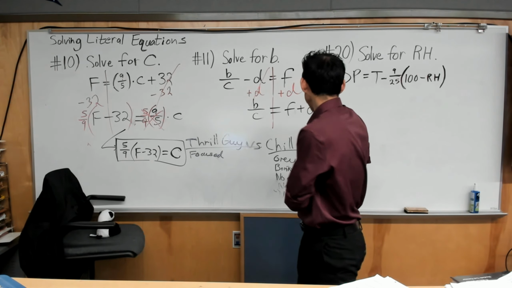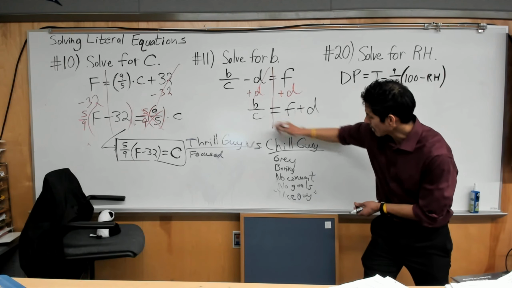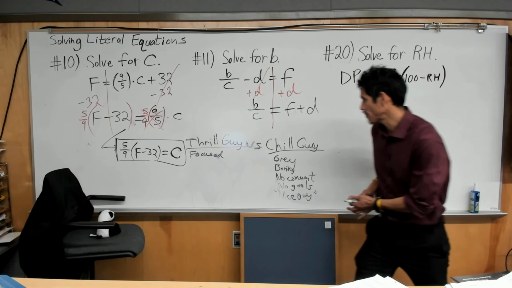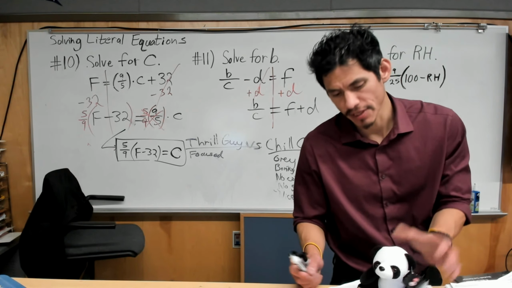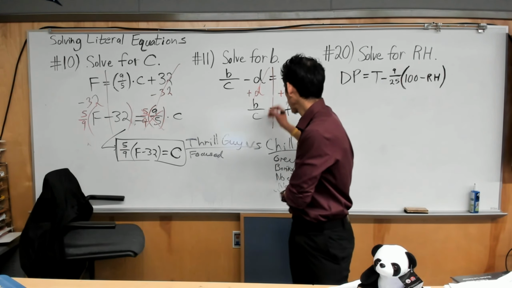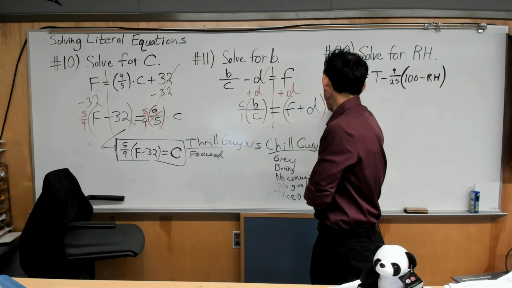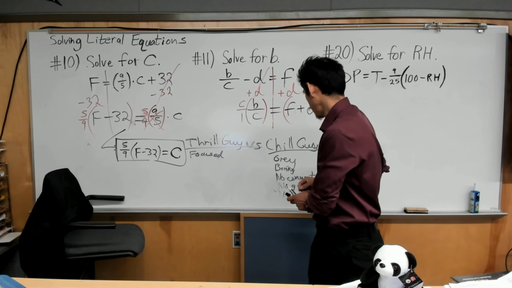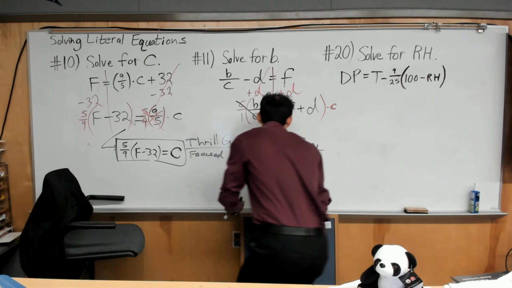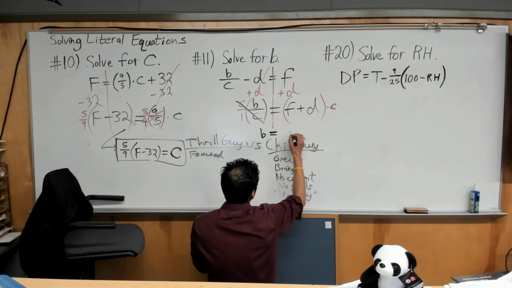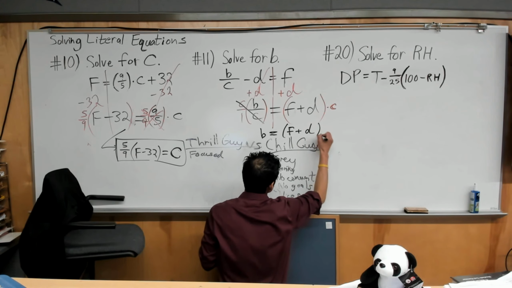All right? And we got a fraction here. So to get rid of the fraction, what do we got to do? We got to multiply by it. Yeah, that's good. Hey, you want a front row C? Yeah, nice. Now you're safe. Anyways, we multiply by C, or C over 1, if you want to look at it that way. Multiply this by C. And we will then have this cancel. And we'll get B equals F plus D times C.